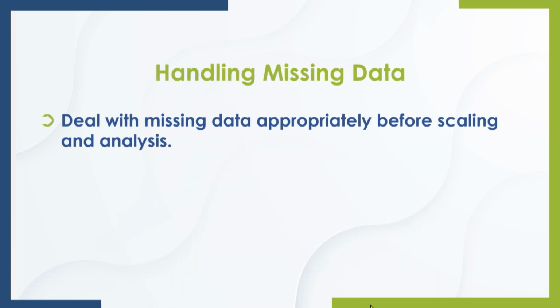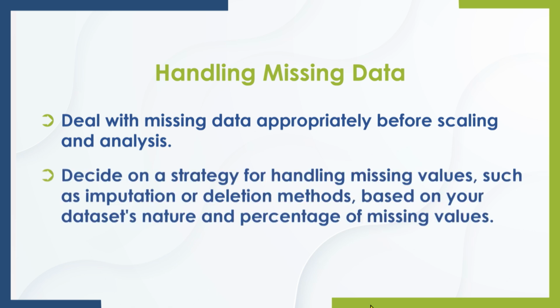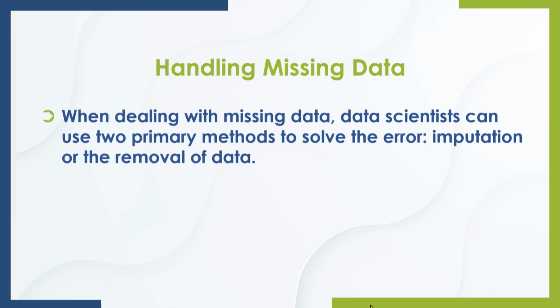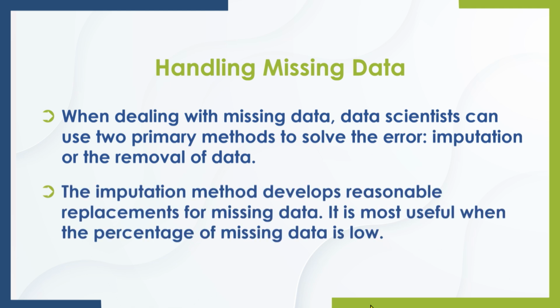Handling missing data. Deal with missing data appropriately before scaling and analysis. Decide on a strategy for handling missing values, such as imputation or deletion methods, based on your data set's nature and percentage of missing values. When dealing with missing data, data scientists can use two primary methods to solve the error: imputation or the removal of data. The imputation method develops reasonable replacements for missing data. It is most useful when the percentage of missing data is very low.